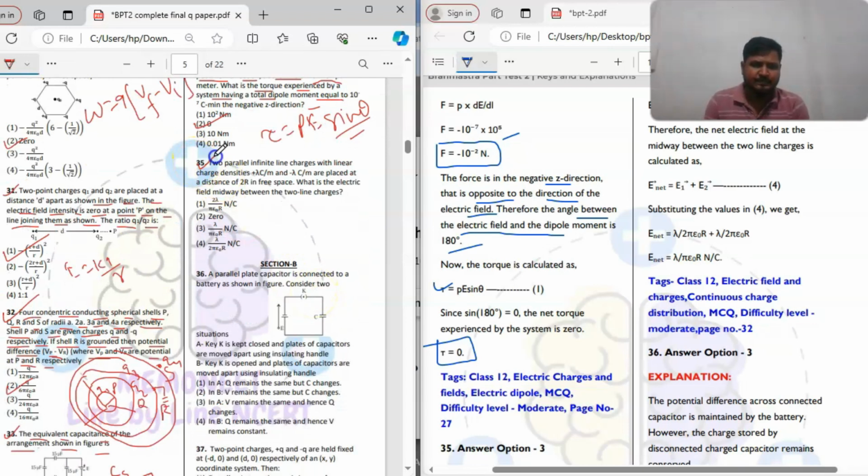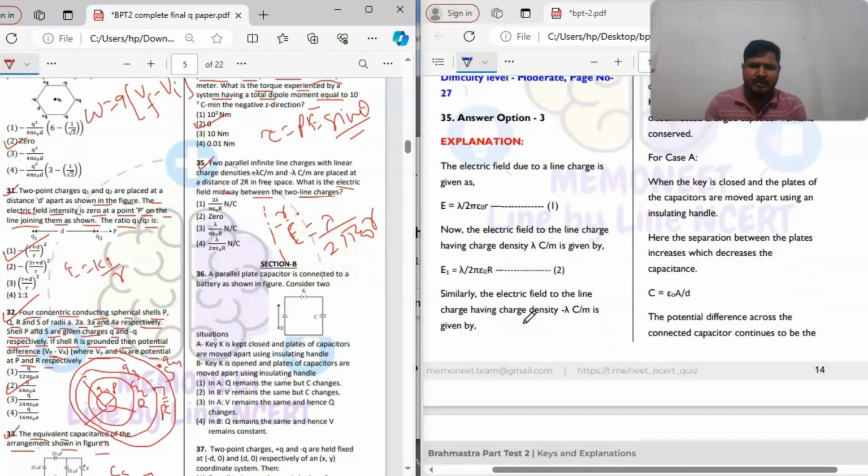The question is that two parallel infinite line charges with linear charge density lambda coulomb per meter and minus lambda coulomb per meter are placed at a distance of 2r in free space. What is the electric field midway between the two line charges? First of all, tell me what is the electric field due to an infinite charge rod? E is equal to lambda by 2 pi epsilon naught r, where r is the perpendicular distance from the infinite line charge. This is the formula for the electric field due to an infinite line charge. By using this formula, you will try to solve.